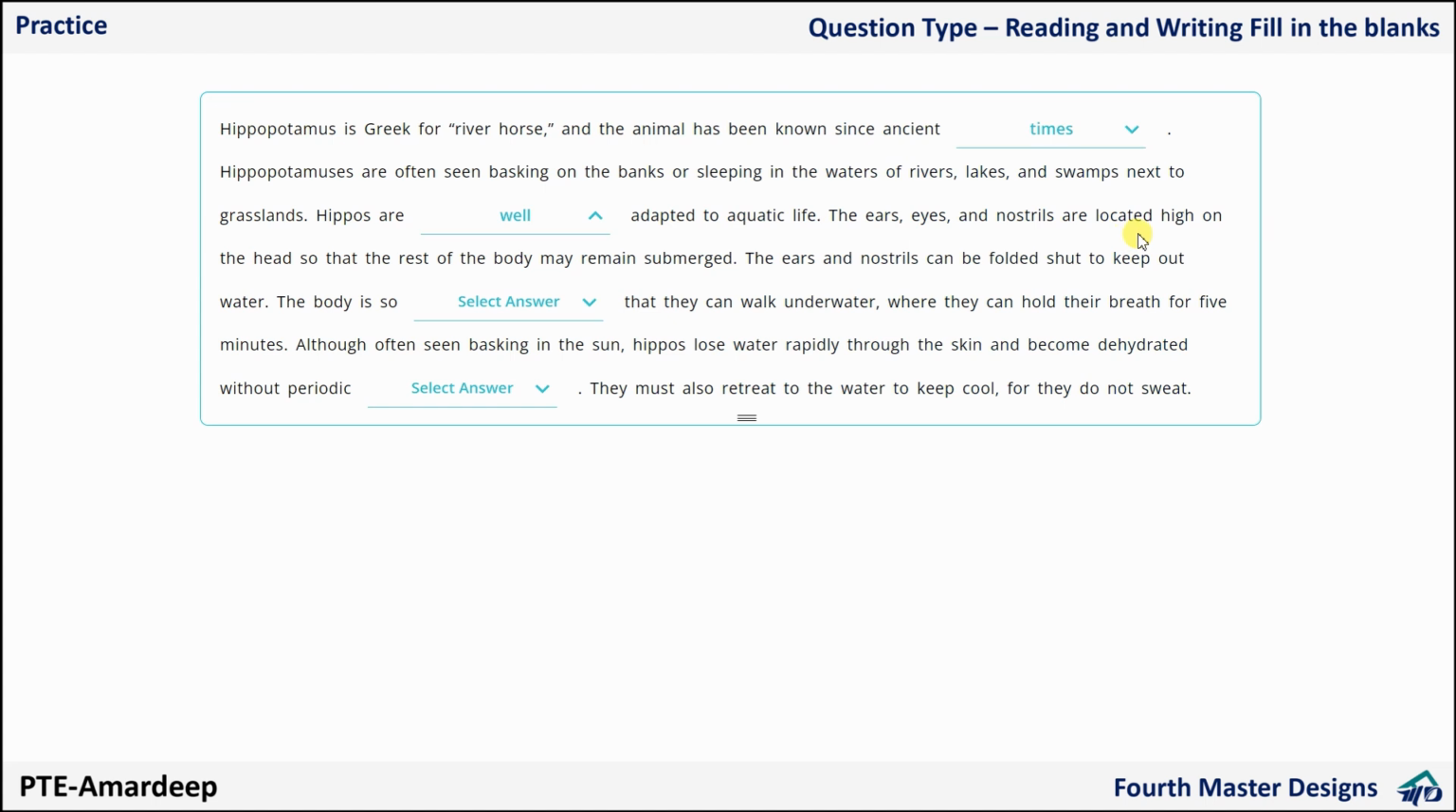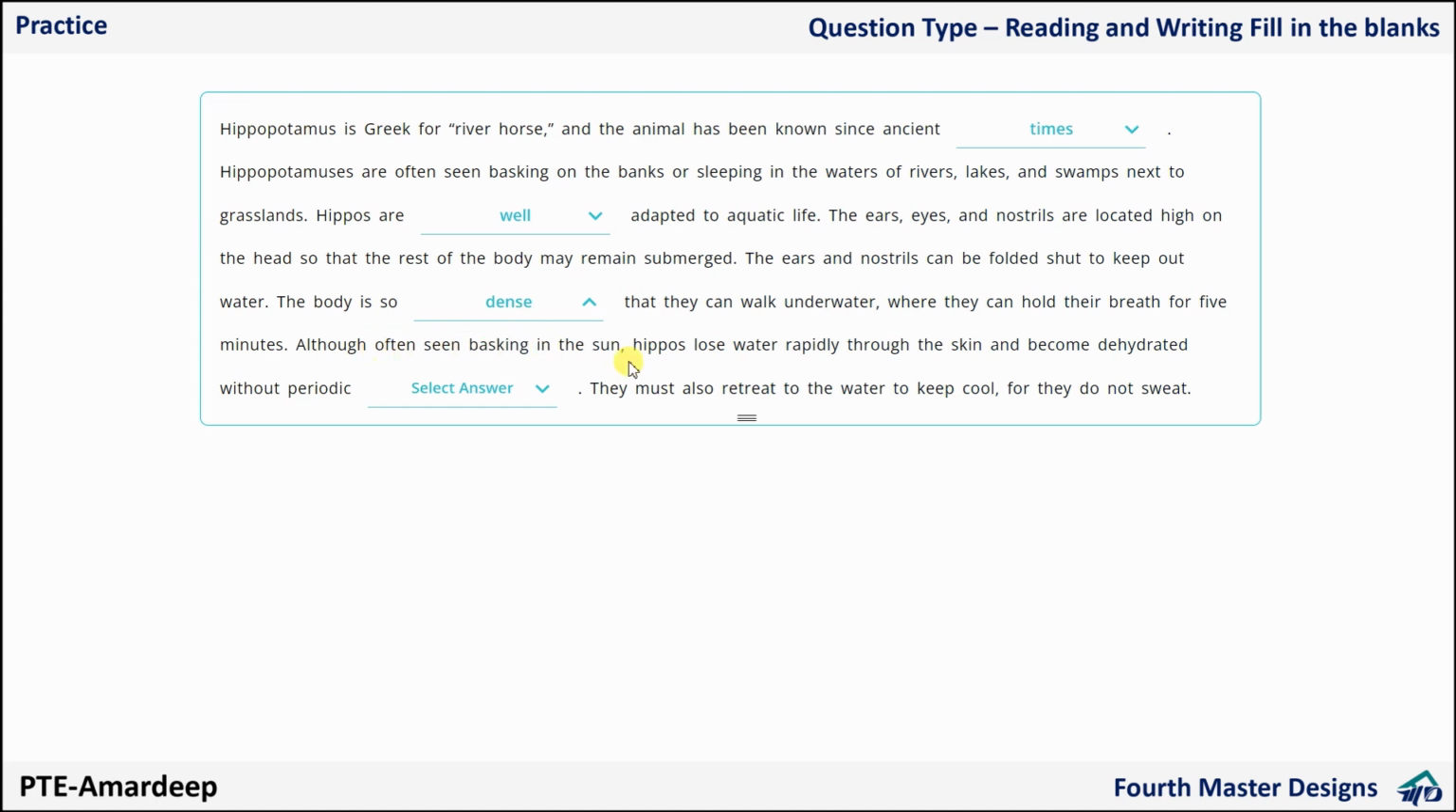The ears, eyes, and nostrils are located high on the head so that the rest of the body may remain submerged. The ears and the nostrils can be folded shut to keep out water. The body is so dash that they can walk underwater. The body is so dash where they can hold their breath for 5 minutes. So shallow, smart, it doesn't make sense. Shrewd has a different meaning. Shallow is also a different one. Dense, maybe compact. Keeping compact in mind, I can say dense, including the mass. So dense.